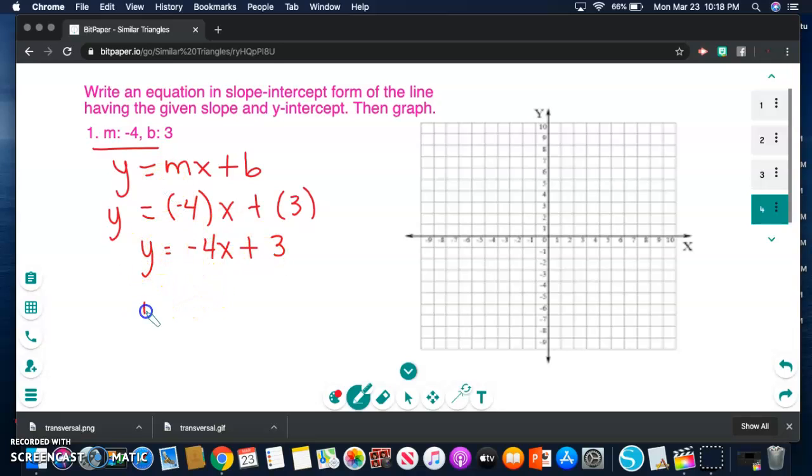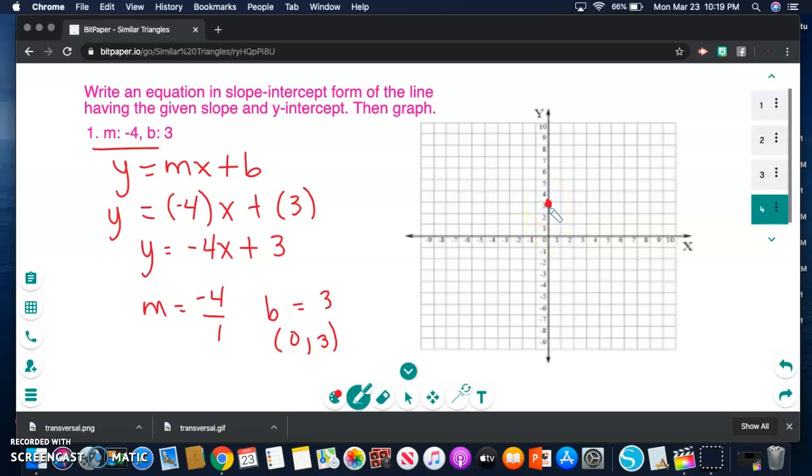We know that the slope is m equals -4 over 1, and then the y-intercept is b equals 3, which looks like this when you get ready to graph it, the point (0, 3). So we're going to go over here to our graph. Start at 0, 0. The y-intercept is 0, 3, so we're going to go up 3 units, 1, 2, 3.